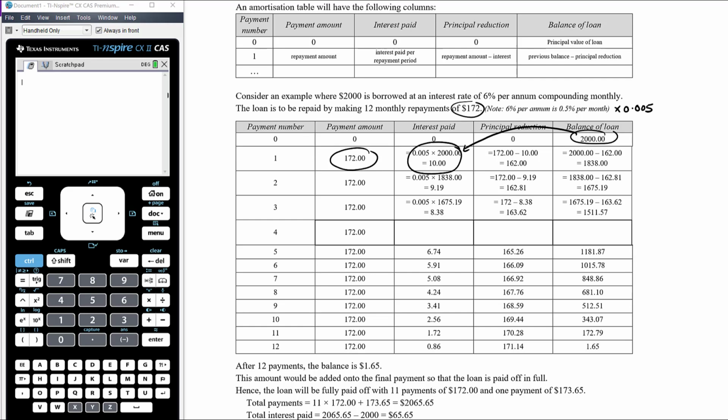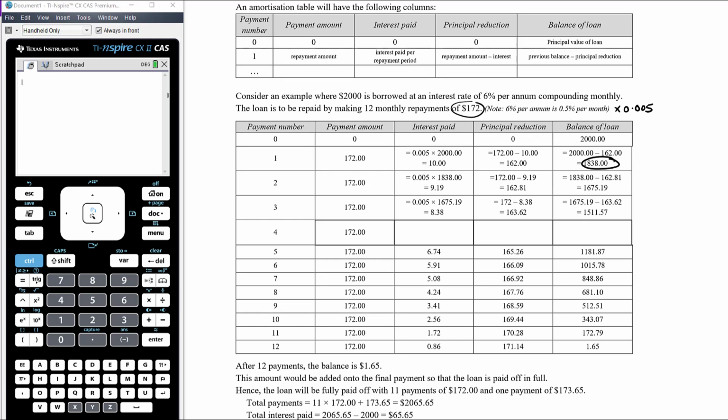What we're just calculating is the interest itself. So the interest on $2,000 is $10 in the first month. And then we're working out how much we're going to reduce the principal amount by. We're going to make a repayment of $172. $10 of that will go to just paying off that interest, and the remaining $162 is going to come off the balance of the loan. So our new balance is $2,000 minus $162, and then we repeat the process again.